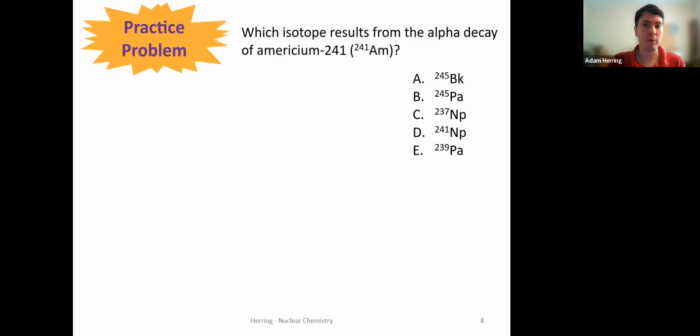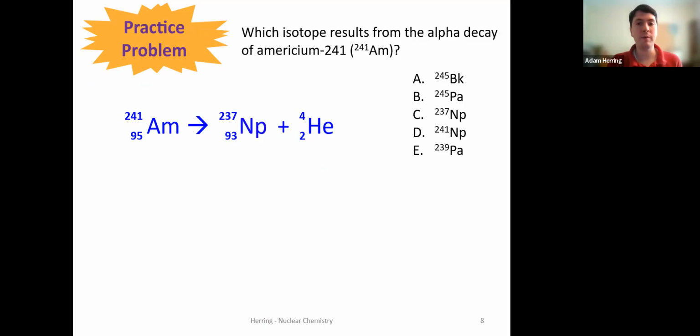So what we do is we start by writing out the identity of the parent nucleus, americium-241. Examining the periodic table gets us a proton number of 95. Since we know we're performing alpha decay, we write out the helium nucleus with a mass of 4 and proton number 2. So then we subtract 4 mass units, leaving us with 237. We subtract 2 protons, leaving us with 93 protons. Looking then at the periodic table, we can see that this is neptunium-237. That gives us an answer choice of C.